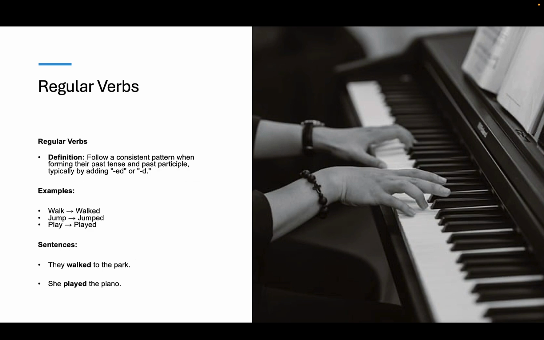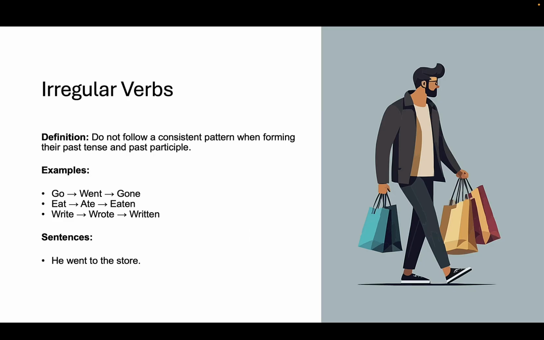The regular verbs in these sentences are walked and played. Their past tense forms are made by adding -ed to the base verbs walk and play. Okay, what about irregular verbs?